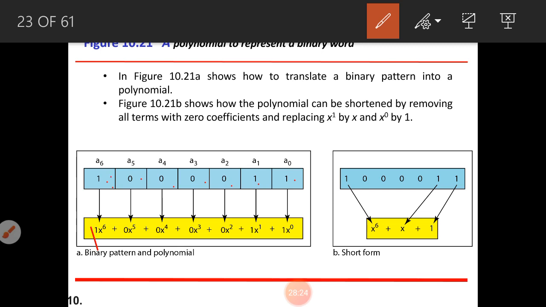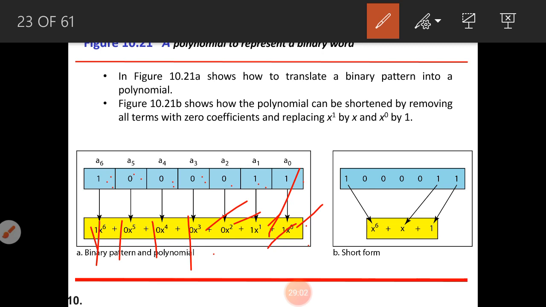Here this 1 is the coefficient of x raised to 7, and this 0 is the coefficient of x raised to 6, and this 0 is the coefficient of x raised to 5, and this 0 is the coefficient of x raised to 4, and 0 for x raised to 2, and 1 is the coefficient of x raised to 1, and this one is the coefficient of x raised to 0. Whatever the power is, 0, 1, 2, 3, that indicates the position of the binary value. So 0 indicates the position of this particular coefficient 1, so 1 is present at the 0th position.